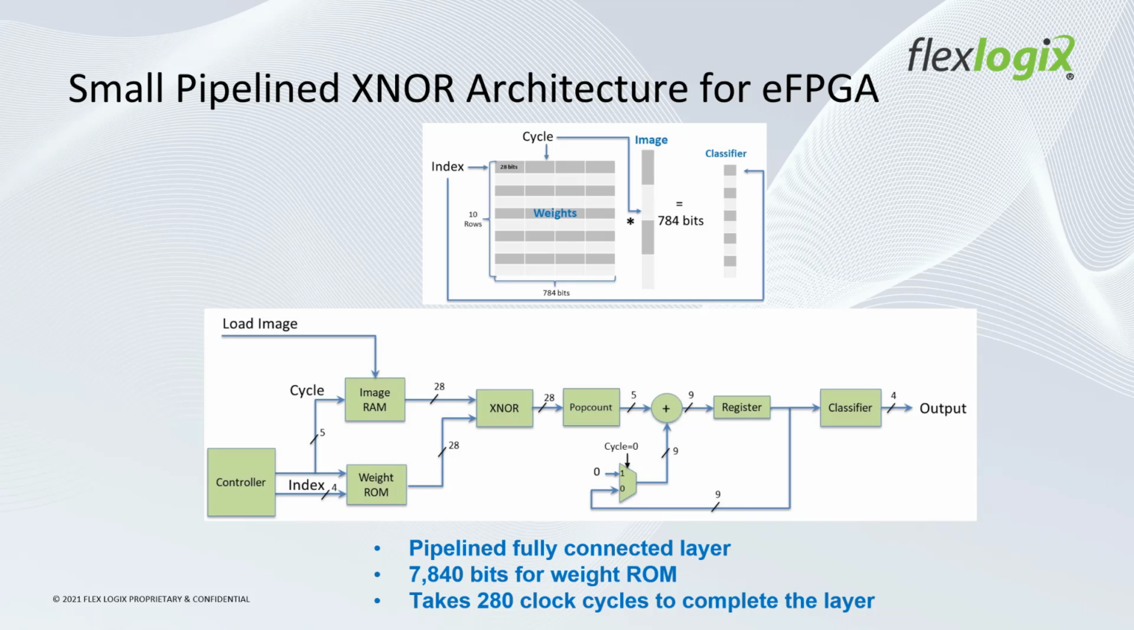The image and weights are XNORed 28 bits by 28 bits at a time. The pop counter counts the ones per XNOR operation. The pop counts are accumulated and the classifier determines which class the image falls in.